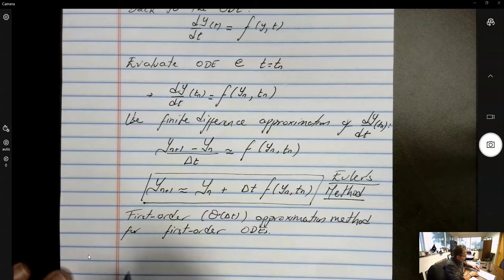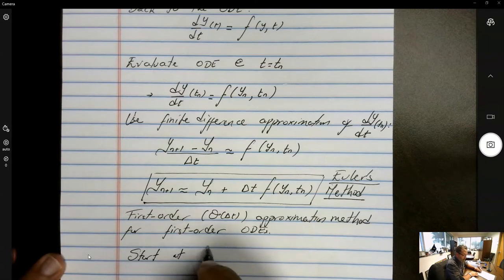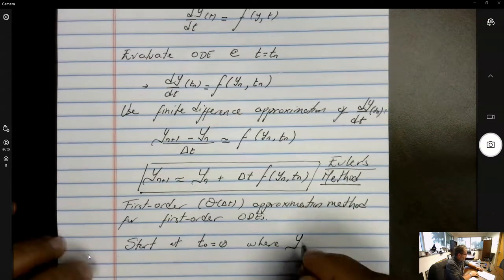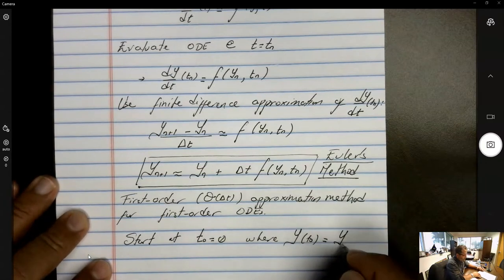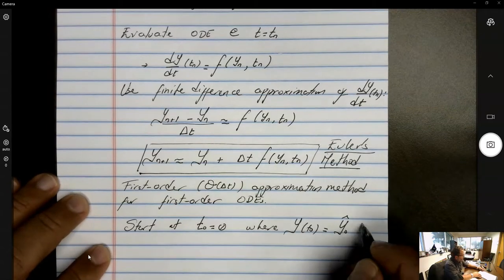So the way this works is you start at t0 equals 0, where y at t0 is equal to this given initial condition.